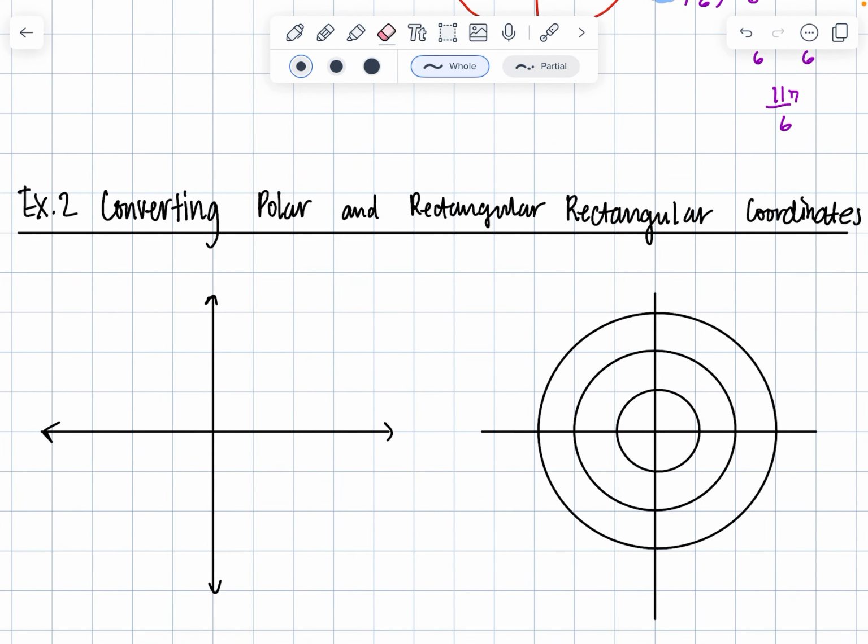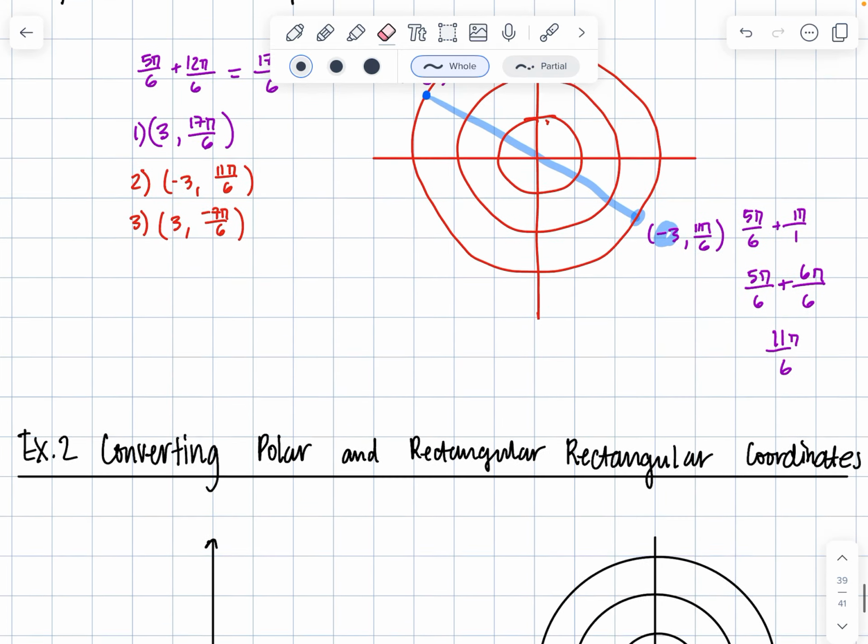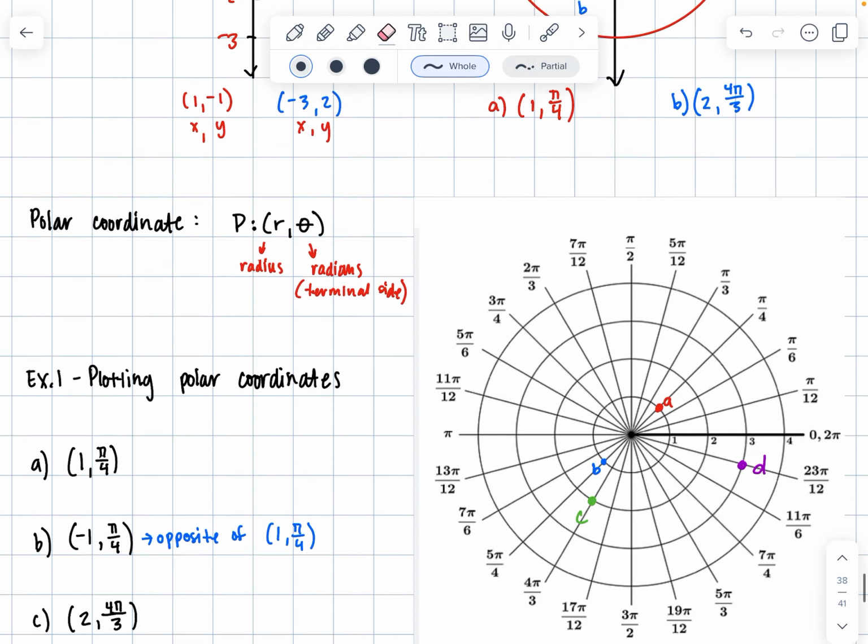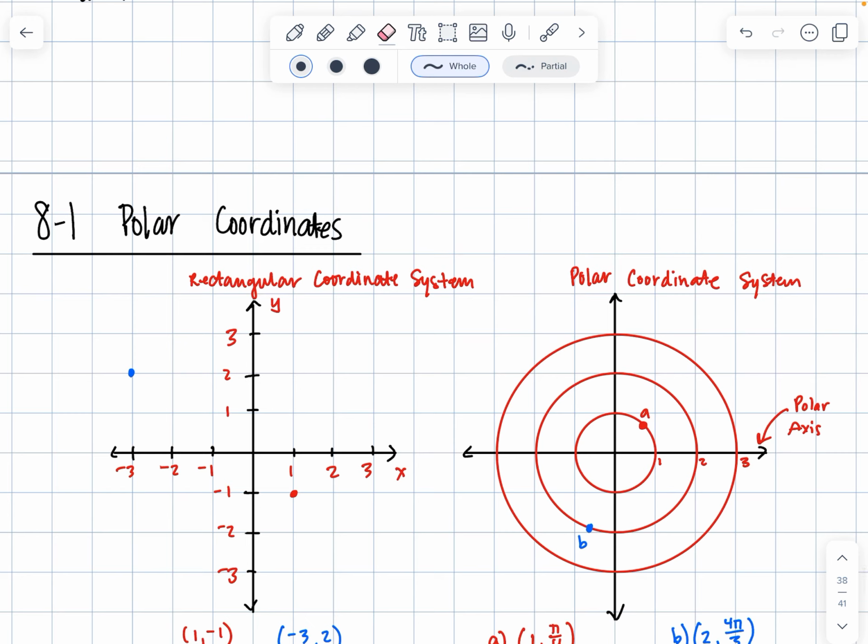Hello and welcome to part 2 of our polar coordinate unit. Last time, for 8.1 anyway, we started learning about polar coordinates, and it's a new coordinate system that revolves around circles. A rectangular coordinate system revolves around squares, pretty much rectangles.